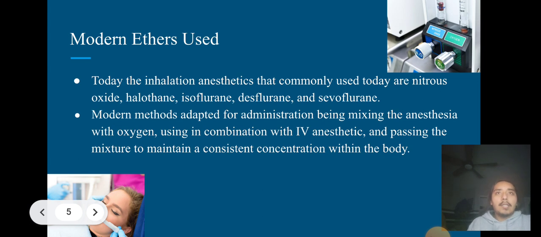Most of these anesthetics are liquid at room temperature, so they are vaporized and mixed with oxygen before they are administered. The gas mixture is then passed through the patient's system by reusing the exhaled gas to maintain a consistent concentration in the body, where it travels from the lungs to the bloodstream. Inhalation anesthetics are also commonly used in combination with other IV anesthetic agents.